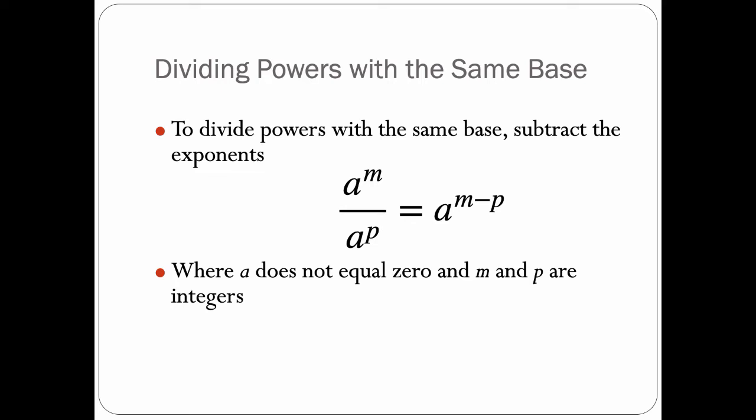To divide powers with the same base, subtract the exponents. Remember when we multiplied, we added them. Well, when we divide, when we have a quotient, we will subtract them. We take the upper exponent minus the lower exponent, so the exponent in the numerator minus the exponent in the denominator. And a cannot equal 0 because we cannot divide by 0, and m and p are integers.